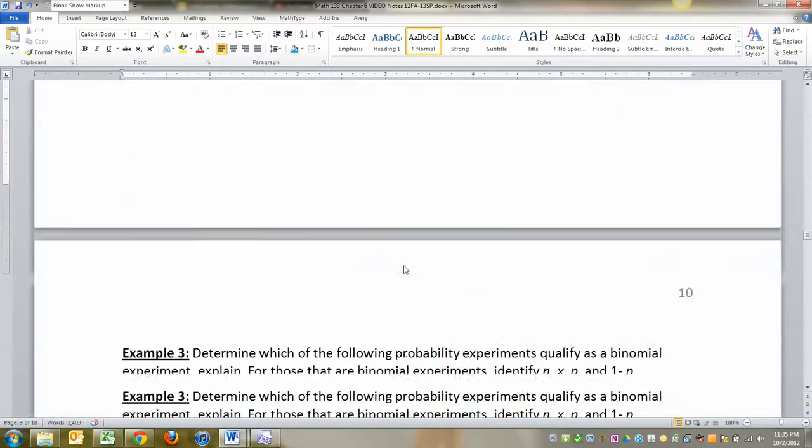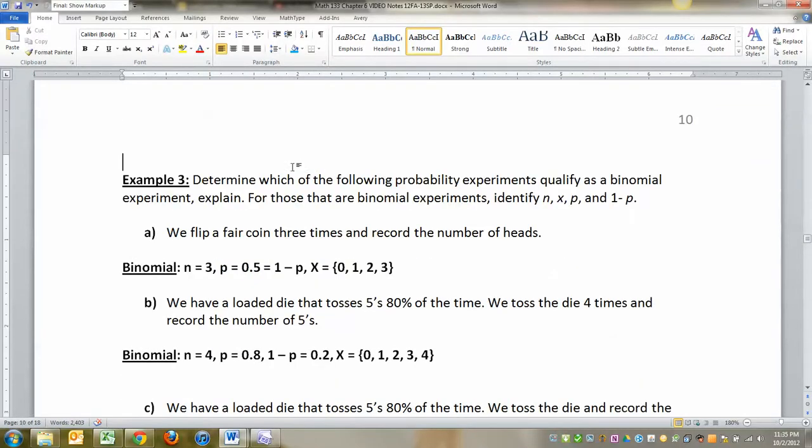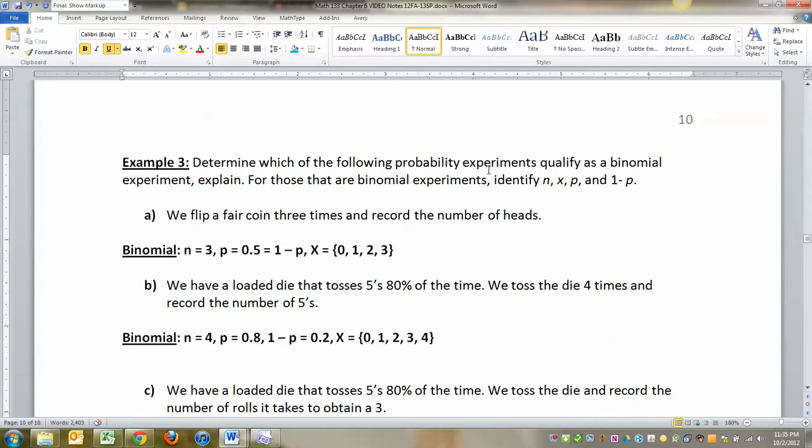Okay, now let's take a look at the next page. We need to determine whether the following examples are binomial experiments. If they are, we've got to assign them n, p, X, and 1 minus p.